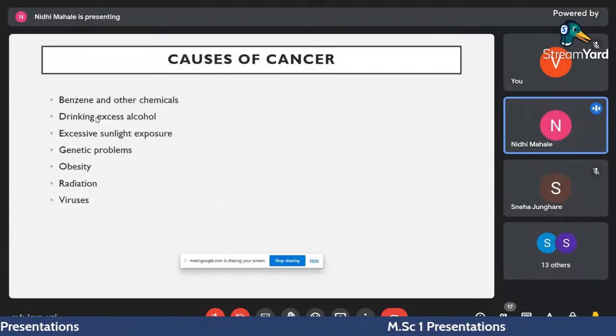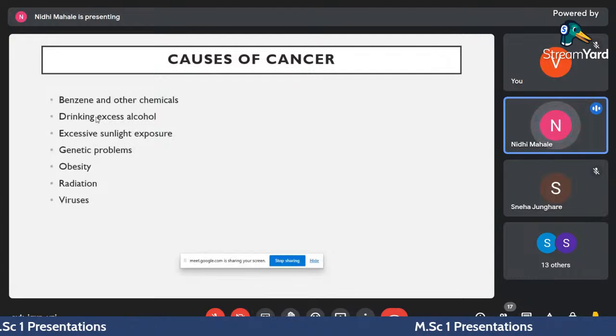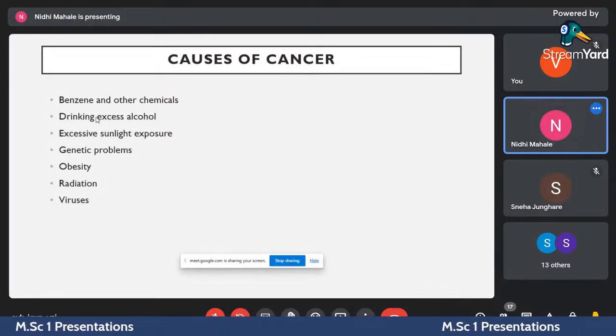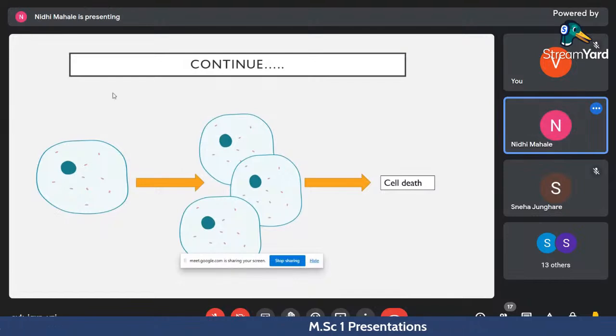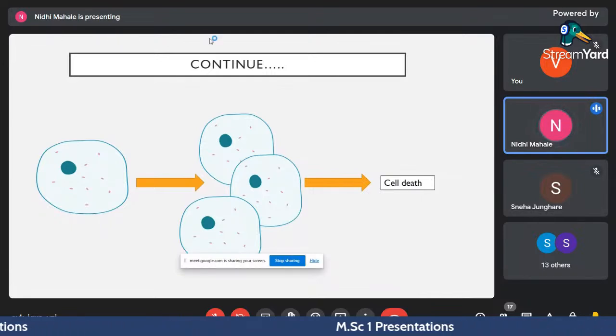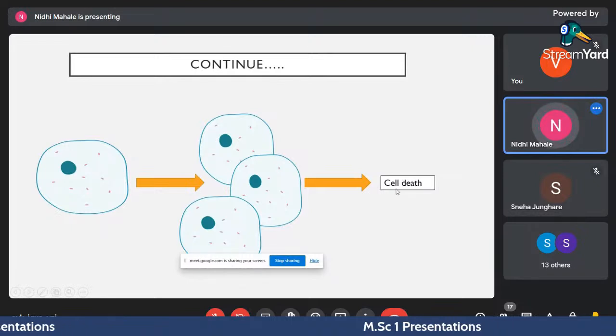Causes of cancer: it is caused by benzene or other chemicals, drinking excess alcohol, excessive sunlight exposure, some kinds of genetic problems, obesity, radiation, and viruses. In order to support the growth of an organism, cells need to grow and divide. But after some point of time, cells also lead to death, that means cell death.